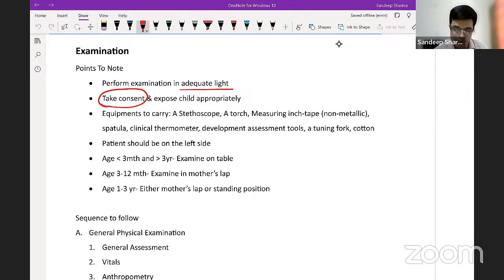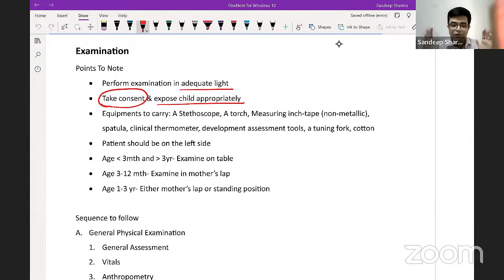Expose the child appropriately. This is again very, very important. When I say expose the child, in the clinical manuals that you follow, some of you follow Meherban Singh, some follow Aruchami or Santosh Kumar, it is mentioned that the child should be exposed. In an abdominal case, you should be checking the genitalia. So what students will do is undress the child. Don't do that. If you have to undress the child, first of all, take consent from the parents.